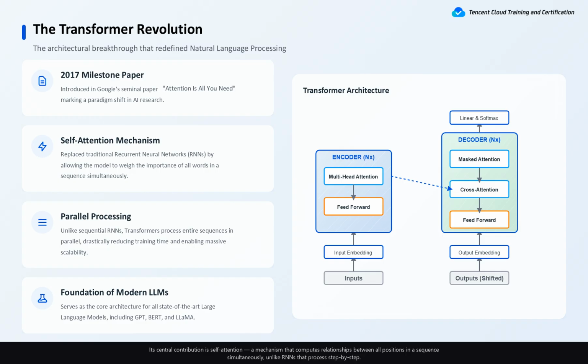Its central contribution is self-attention, a mechanism that computes relationships between all positions in a sequence simultaneously, unlike RNNs that process step by step. This parallel processing capability is what makes transformer-based models scalable to sizes required for LLMs. The architecture consists of encoder and decoder stacks. Key components include positional encoding, which injects sequence order, multi-head attention, which enables simultaneous attention across multiple representation subspaces, feed-forward networks for further transformation, and residual connections with layer normalization for training stability. Every LLM you encounter, BERT, GPT, PaLM, Hunyuan, is built on this foundation.